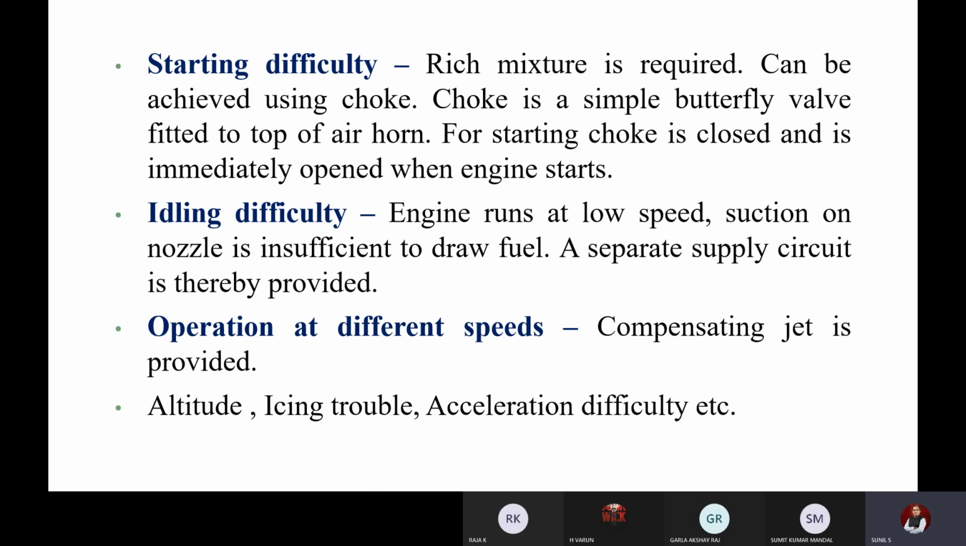You have to again use one more attachment called a compensating jet. For example, if you are running the vehicle at low speeds, there should be a compensating jet to take care of the high speed conditions to give the extra fuel. And under higher altitude, there will be a difficulty. Acceleration difficulty will be there. Icing trouble will be there. So these are some of the problems with the simple carburetor.